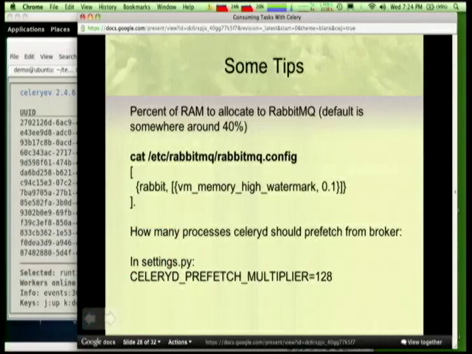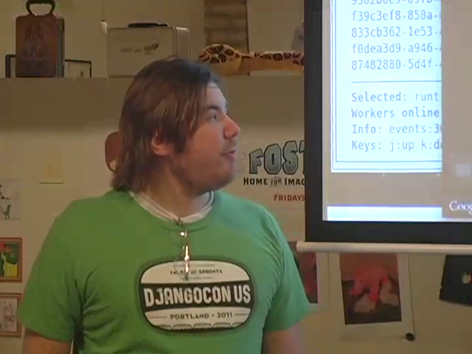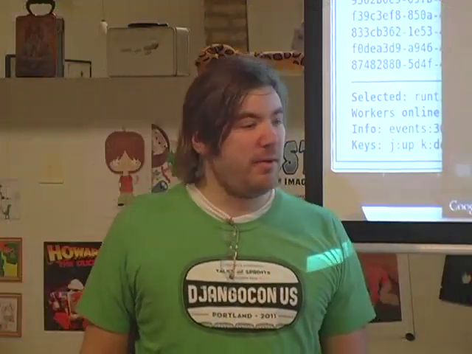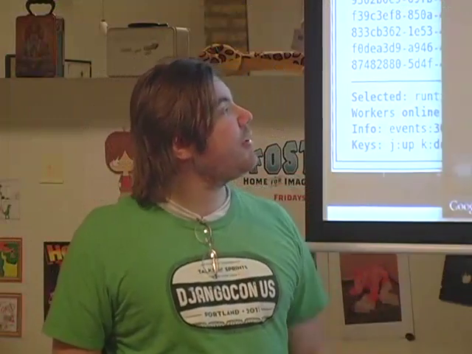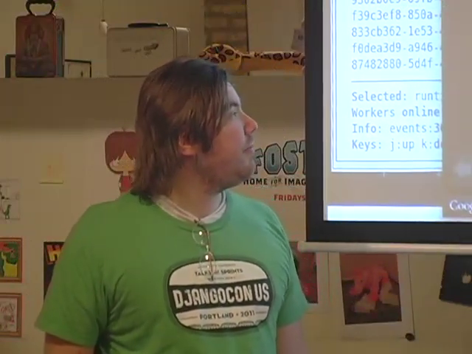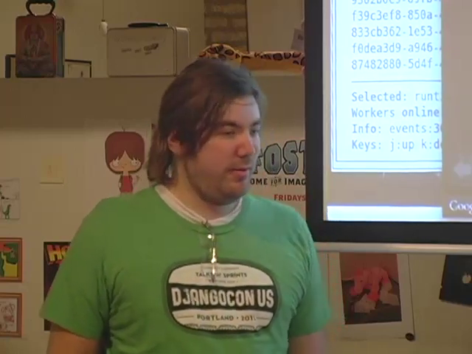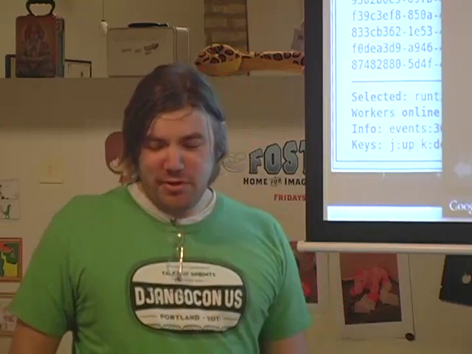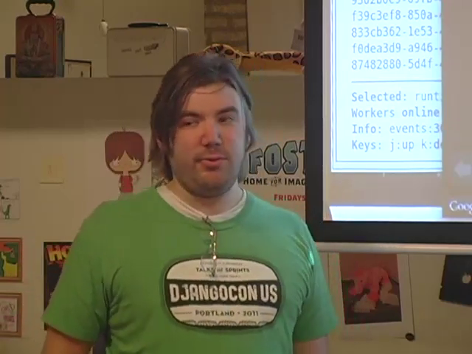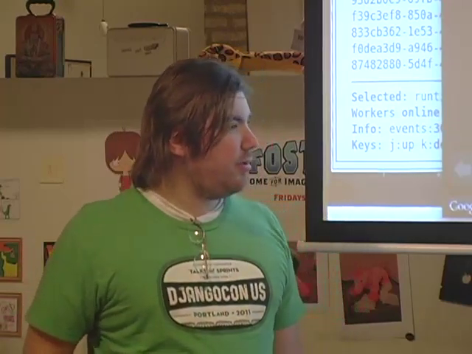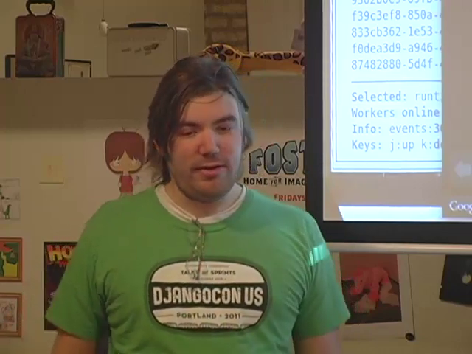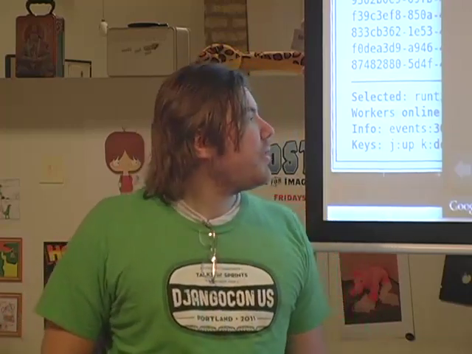Now when I was running RabbitMQ, I just noticed that by default it allocates, I think, 40% of your RAM, which is a lot of memory. So you can adjust that in your RabbitMQ config with this memory high watermark, which I set to 10%. I've noticed that it feels like Celery takes up a lot of resources, so you probably want to use something simpler if you just have a basic thing you want to queue up.